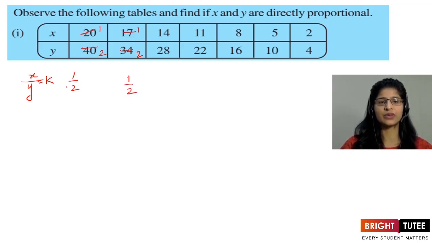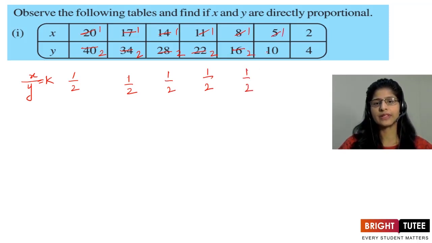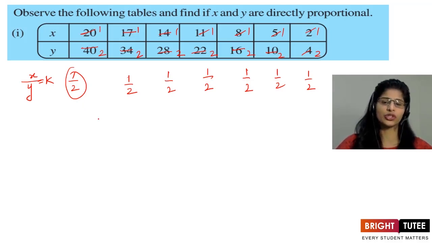So we are actually getting the values of k. 14 ones are 14, 2 fourteens are 28. Yes, 1 upon 2. 11 ones are 11, 2 elevens are 22. So 1 upon 2, 8 ones are 8, 2 eights are 16, 1 upon 2, 5 ones are 5, 2 fives are 10, 1 upon 2, 2 ones are 2, 2 twos are 4, so 1 upon 2. So is it going to be the same? All the ratios are equivalent form of the other, right? That means when converted to simplest form, they are giving us the same answer, 1 upon 2. That is the simplest form of all of them. So this is the value of k. So here constant of proportionality is 1 upon 2, and yes, x and y are directly proportional.